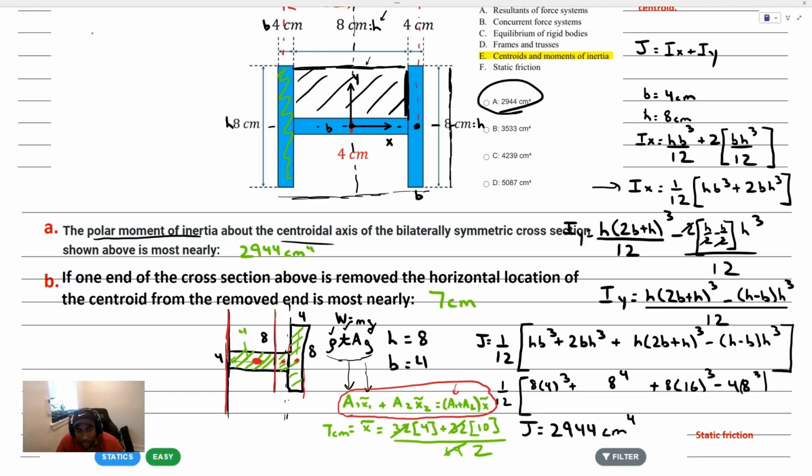Connecting these different ideas helps you to retain more information. When I'm thinking about centroids, I'm thinking about statically equivalent systems. I'm thinking about distributed loads. And when you practice a problem like this, you're able to practice those other problems as well in unison. And repeatedly seeing these ideas will help you retain the information better.